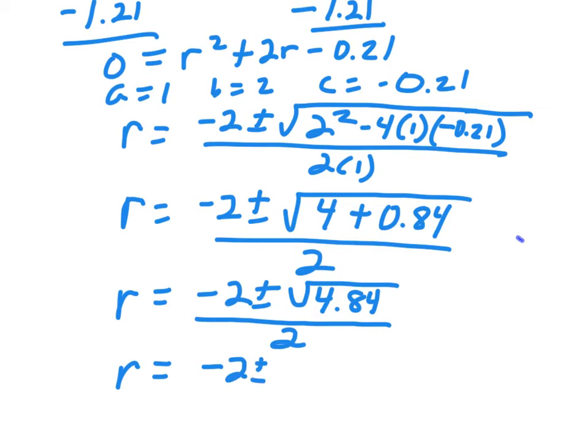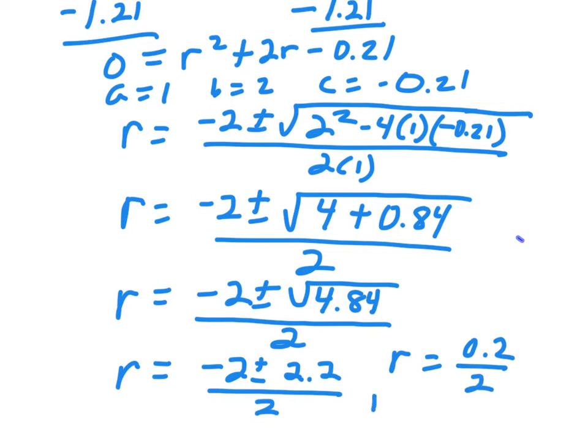The square root of 4.84 is 2.2, and over 2. So what I get here, considering the positive value, since I don't want to deal with the negative, is -2 plus 2.2, which is 0.2, over 2, and that is equal to 0.1, or 10% compound interest. So one more example.